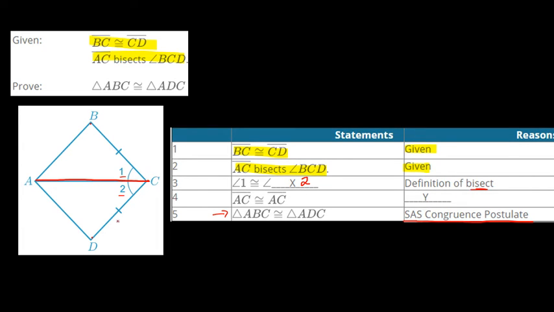So notice by proving through the definition of bisect that these two angles are congruent, we now know that these two angles are congruent to one another. And notice we've already proven a side congruence because of side CD and side CB being congruent to one another. And we've proven an angle congruence. We've got an angle. Now we have a remaining side to prove.